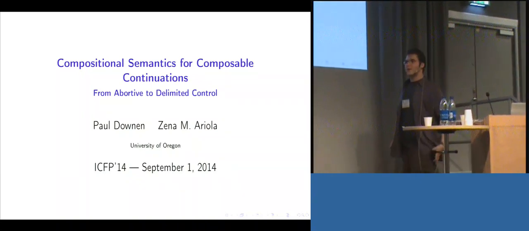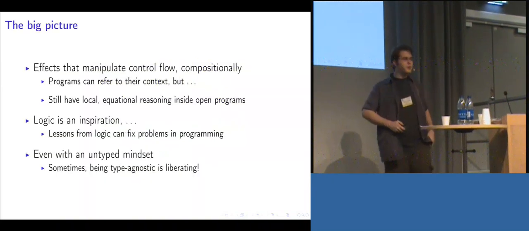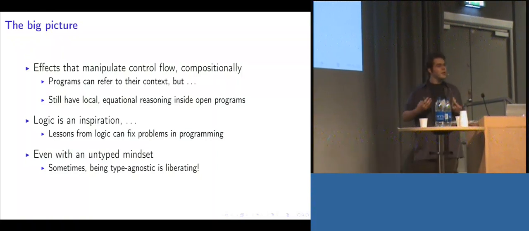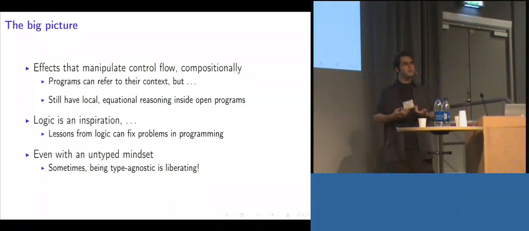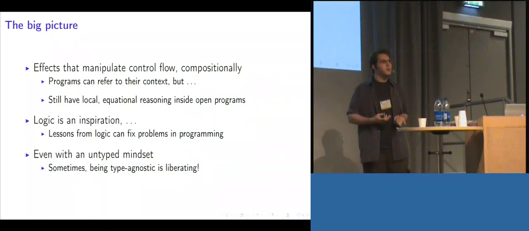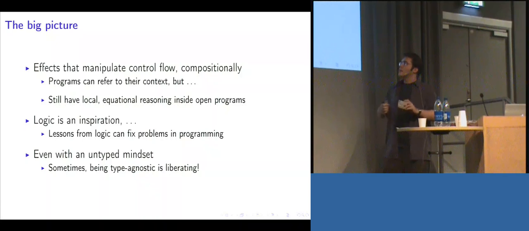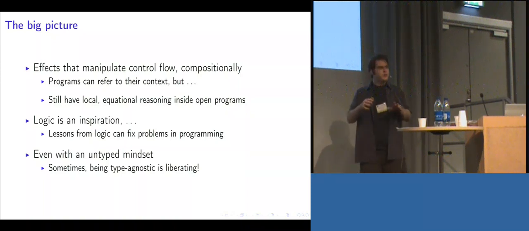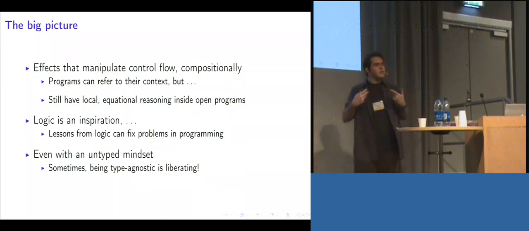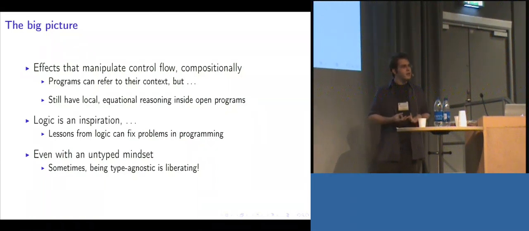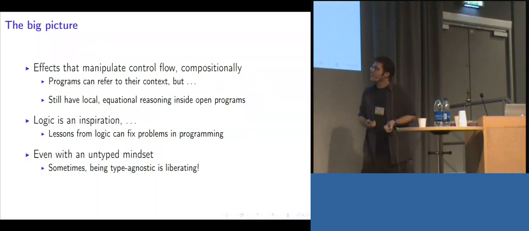Hello? Yep. Okay, good. All right, so I'm going to kick off this session on context dependence by talking about effects that allow programs to manipulate their own flow of control, but in a way that still lets us work compositionally. So programs can refer to their context, but we don't want them to be so entangled that you can't separate them. So we still want to have all of those nice local equational reasoning principles that we can do for open programs like we have for the lambda calculus.